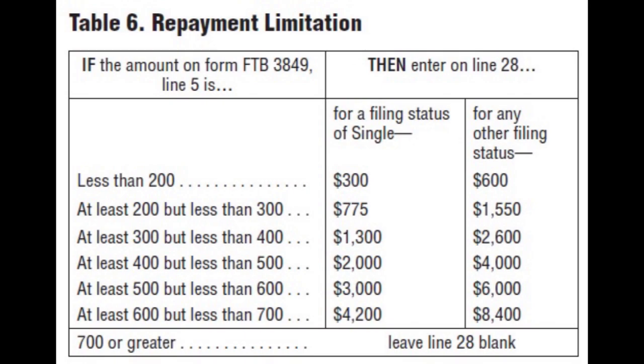Now, just like the federal, there is a repayment limitation. So if that number that needs to be repaid is too large, the repayment can be limited in some instances. But if the income is over 700%, all of the premium tax credits must be repaid.